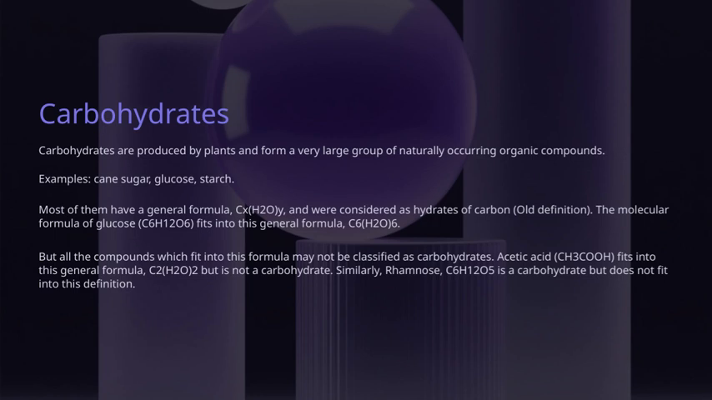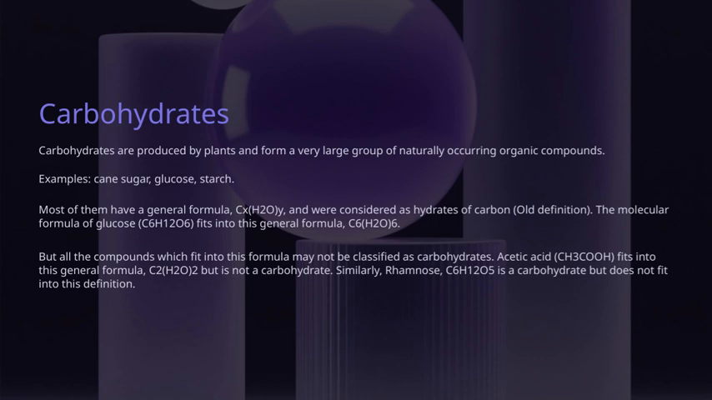Most compounds we consider as carbohydrates share a common feature. They generally follow the formula Cx(H2O)y, which is why they were historically called hydrates of carbon, based on that old definition. For instance, the molecular formula of glucose, C6H12O6, perfectly fits into this pattern as C6(H2O)6. Examples of carbohydrates include common substances like cane sugar, glucose itself, and starch.